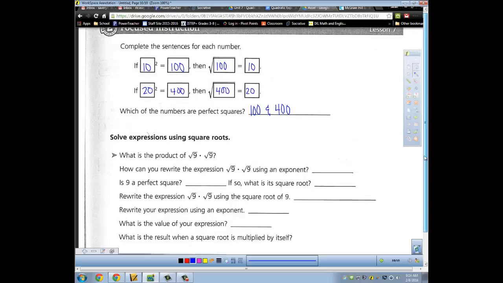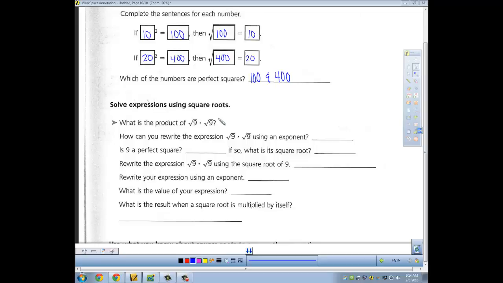Okay, next section, we want to solve expressions using square roots. So we're going to figure out what the product of square root of 9 times square root of 9 is. So the steps to do that, how can you rewrite the expression square root of 9 times square root of 9 using exponents? Well, I'm multiplying it by itself, so that means square root of 9 squared, since I see it twice.